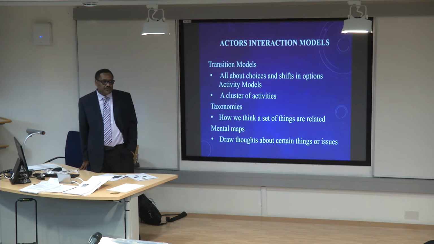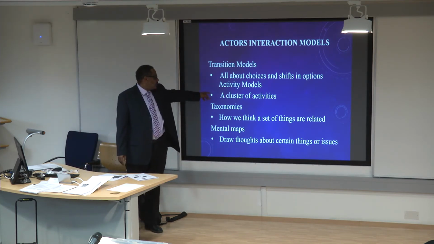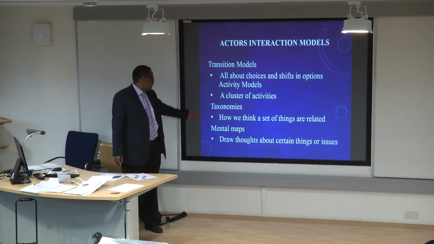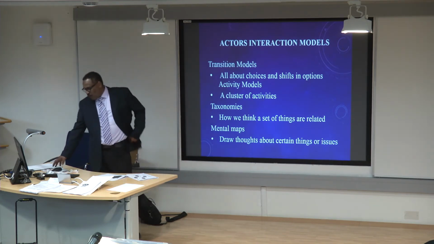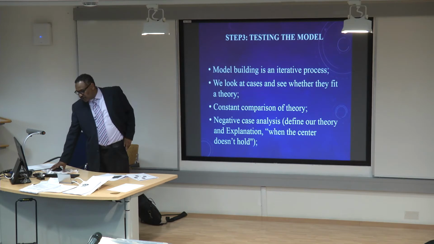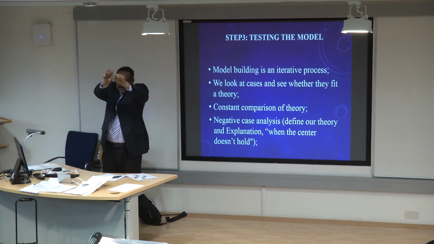Transition models, as we described, are all about choices and shifting options. Activity model, a cluster of activities. Taxonomies deal with how we think a set of things are related. A mental map draws out certain things or issues. Step 3, model building, is an iterative process. We look at cases and see whether they fit a theory.